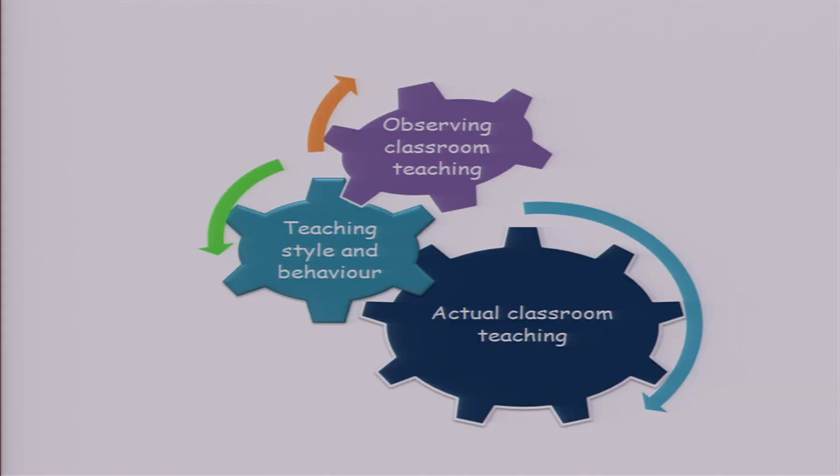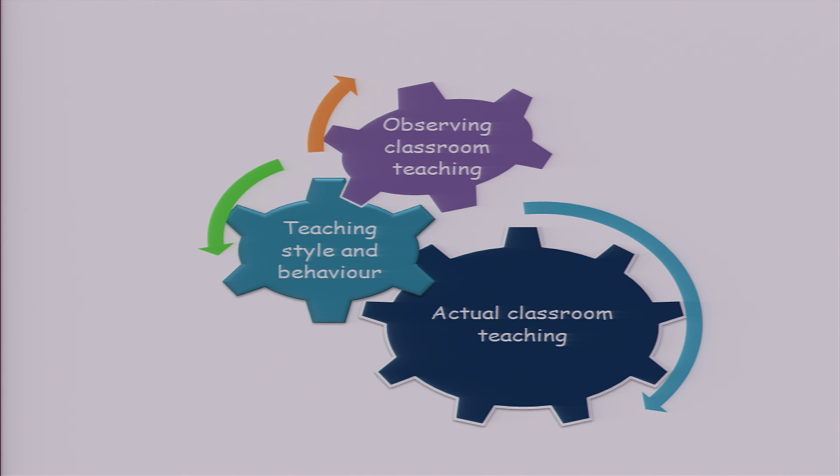And next we are going to discuss the actual classroom teaching. What is happening in the actual classroom? In this context, we have to concentrate on two important things, that is observing classroom teaching and teaching style and behavior. So, when we look at the pre-service teacher training program, we are sending the learners for observation of the actual classroom teaching. What are they observing? They are observing the classes taken by the skilled teachers, how they are teaching. And next one, the teaching style and behavior of the teachers.